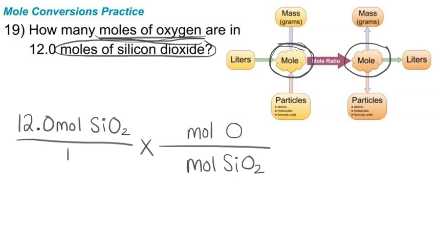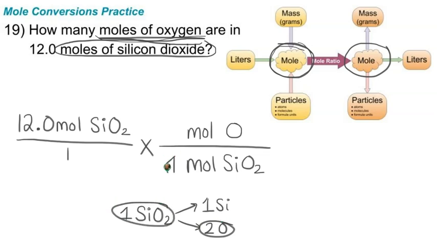This is basically asking me to say, okay, if I have a silicon dioxide, every time I have that, I have one silicon and two oxygens. And that's basically what this question is asking us to do. For every mole of silicon dioxide, how many moles of oxygen do we get? So what's the ratio between those things? For every one silicon dioxide, I get two oxygens. So I'm going to fill in those numbers. A 1 next to moles of silicon dioxide is 2 moles of oxygen.